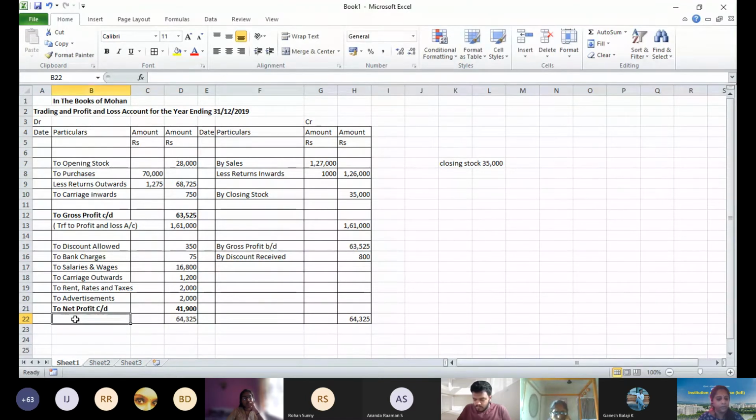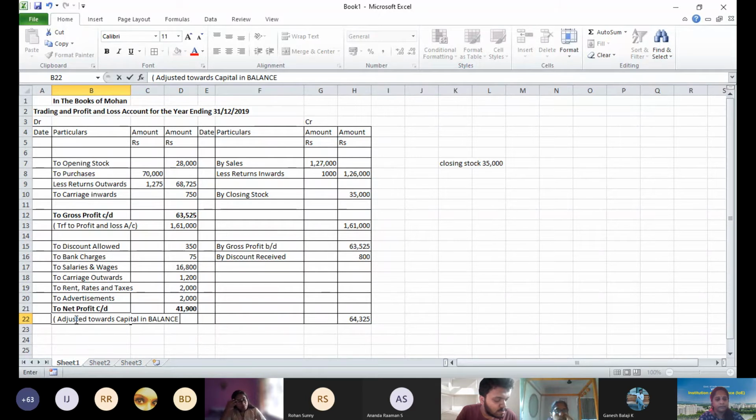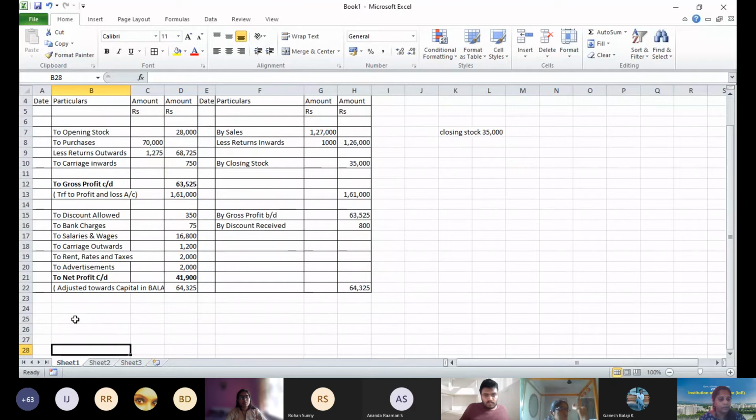64,325. So net profit transferred, adjusted towards capital in balance sheet. Please write all this. This is very, very important. Now we are going to the balance sheet. So we have finished our trading and P&L account in the books of.